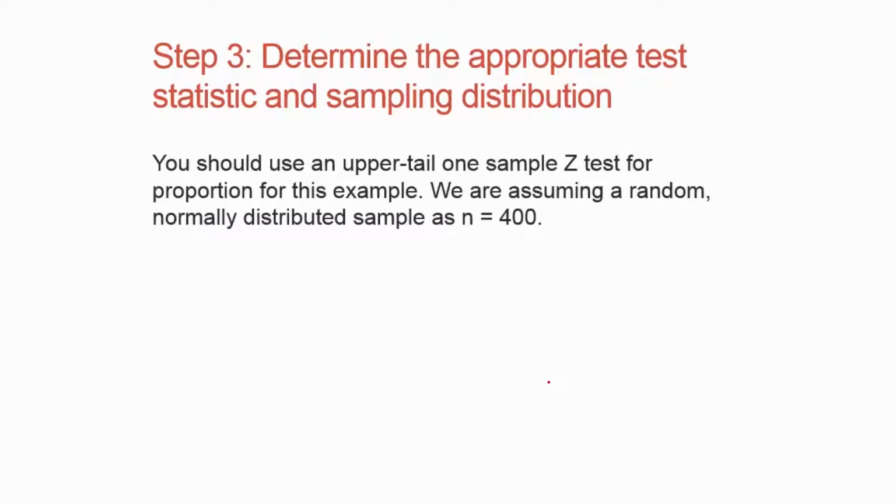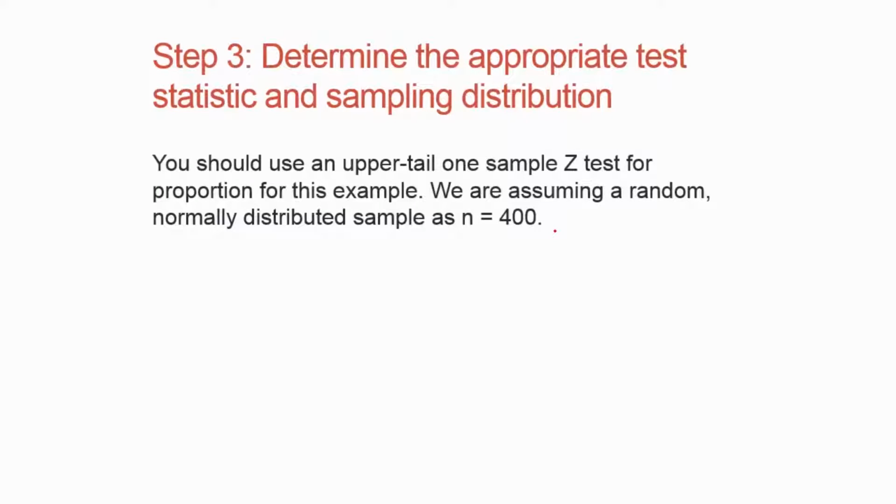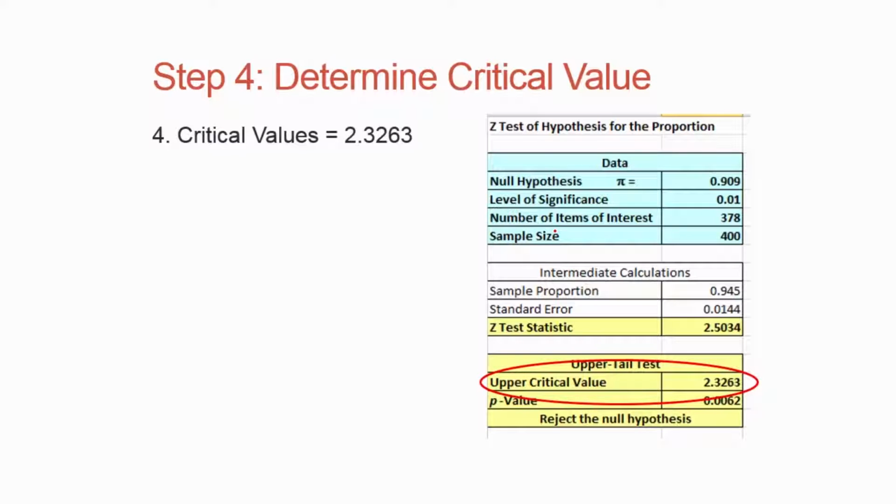So we want an upper tail, one sample, z-test for the proportion, and we're assuming a random, normally distributed sample where n equals 400. Because we've got a large sample, 400, it's not likely we're going to have any problem with our test for normality because we take 400 times, this would be 22 over 400. So 22 over 400 would give us our percentage. That is greater than 5, and so that's why we know that we can use this test. We have a large sample of 400, so we should be good.